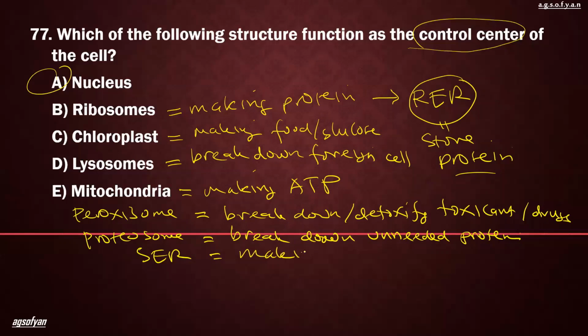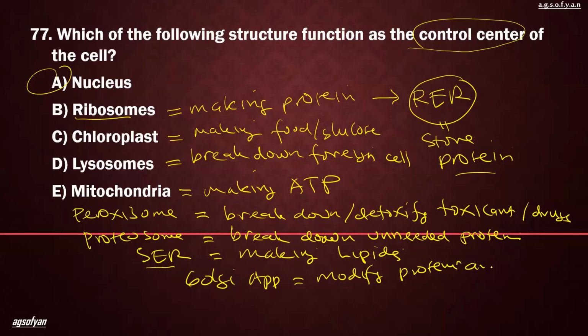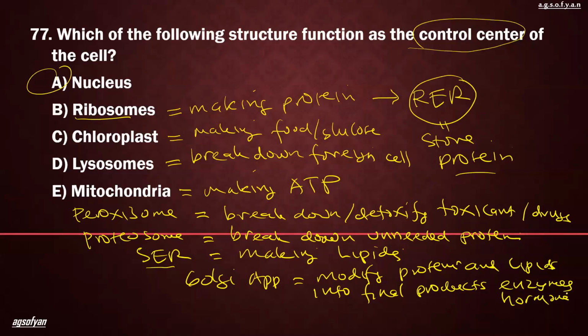This one makes lipids. Okay, ribosome makes proteins, SER makes lipids. How about Golgi apparatus? This one modifies proteins and lipids into final products, such as enzymes and hormones. Okay, so make sure you get all these organelles, names and functions, because there are many questions for this cell part. So going back to this question, the control center is the nucleus.